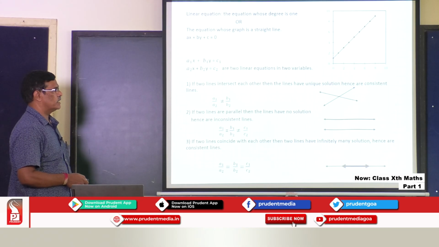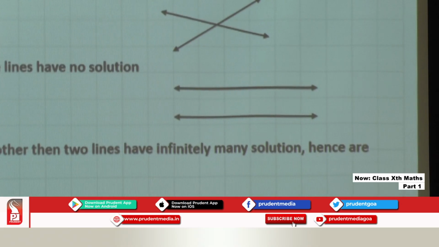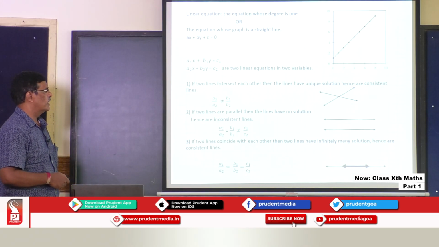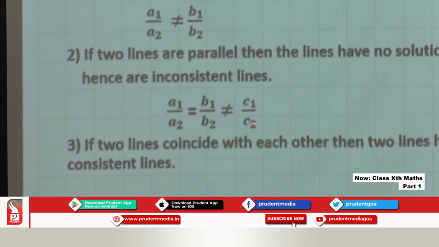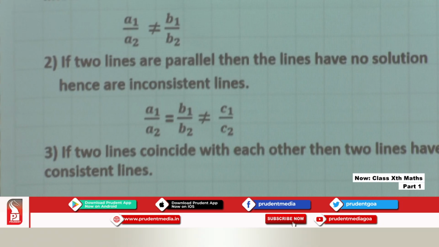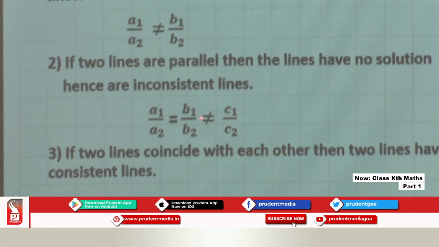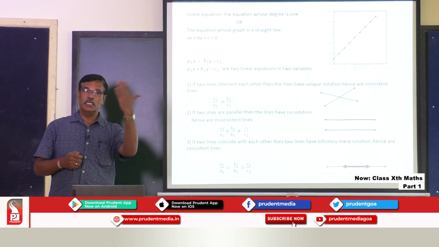The lines can be parallel lines. If lines are parallel, then the lines have no solution. And when lines have no solution, the lines are called inconsistent lines. So inconsistent lines also give one condition. And what is that condition? a1 upon a2 is equal to b1 upon b2 not equal to c1 upon c2. That is, the ratio of coefficients of x and the ratio of coefficients of y are equal, but the ratio of constant terms is not equal. This is the condition for parallel lines. What is the third condition?